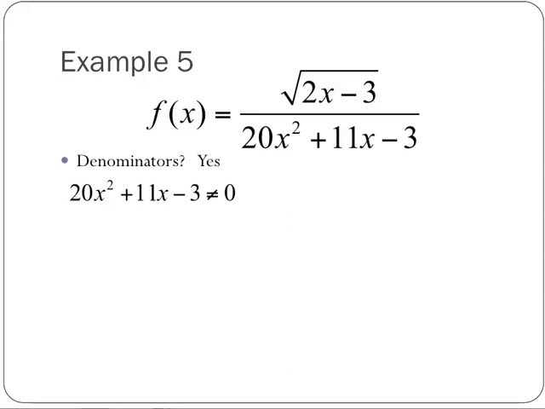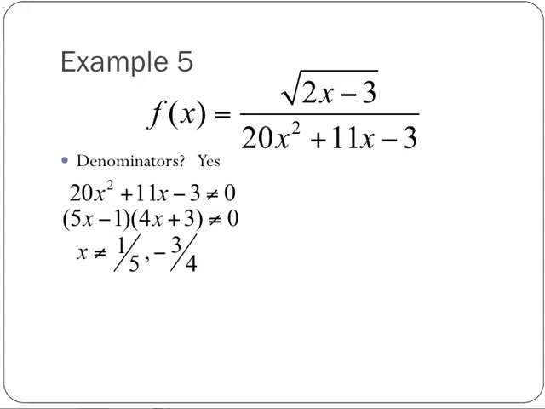This looks like something we might want to factor, possibly splitting the middle in order to factor. So 20 times negative 3 is negative 60. You're finding two factors of negative 60 that will add to 11 and split the middle. Do all that, and we should end up with 5x minus 1 times 4x plus 3, which means that x cannot be equal to 1/5 or negative 3/4. Both of those values will make the denominator equal 0.